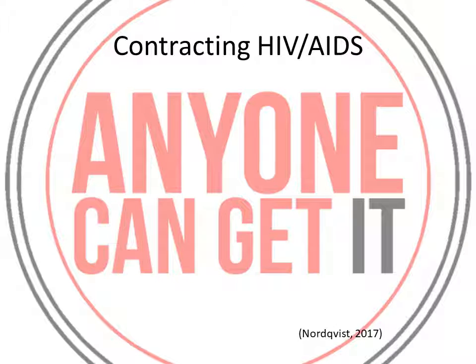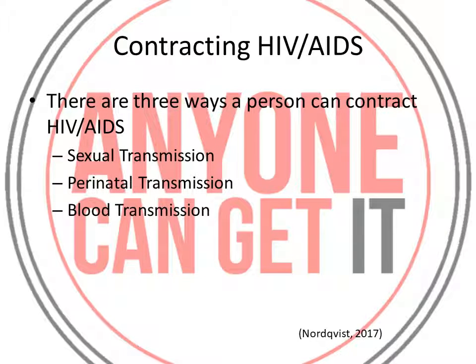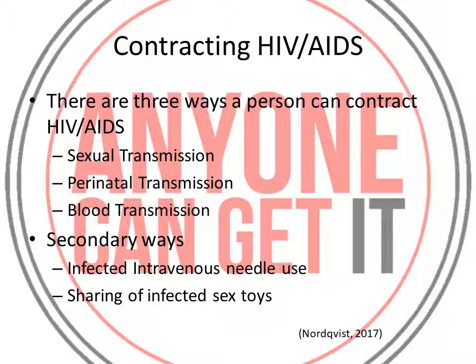So there are three ways a person can contract HIV/AIDS. The first is sexual transmission. The second is perinatal transmission, and the third is blood transmission. There are also two secondary ways that a person can be infected with AIDS, and that's by the use of infected needles, drugs, or any IV needles that are infected, and the sharing of infected sex toys.